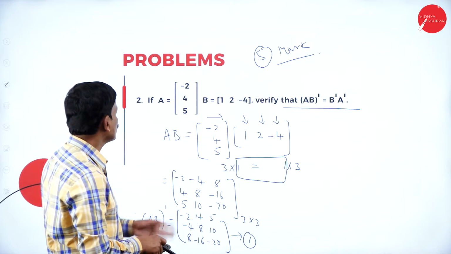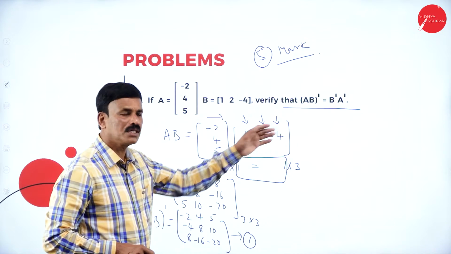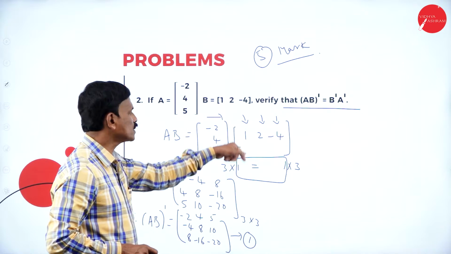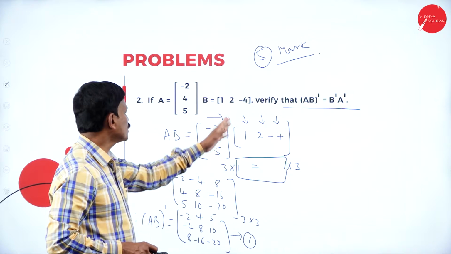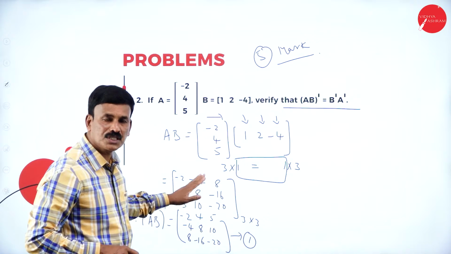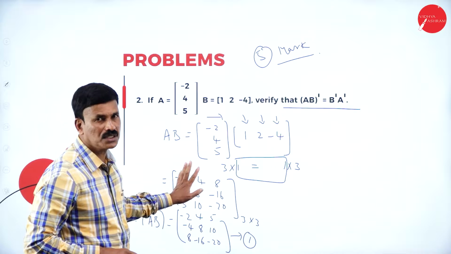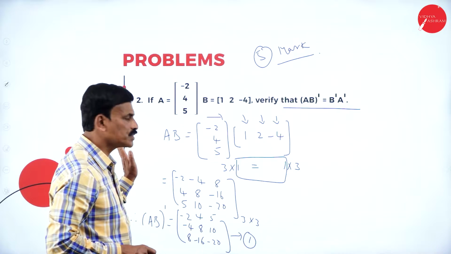Very simple. See, first row: first column, second column, third column. Second row: first column, second column, third column. Third row: first column, second column, third column. So there is no need of addition or subtraction. So this is of order 3 rows and 3 columns.